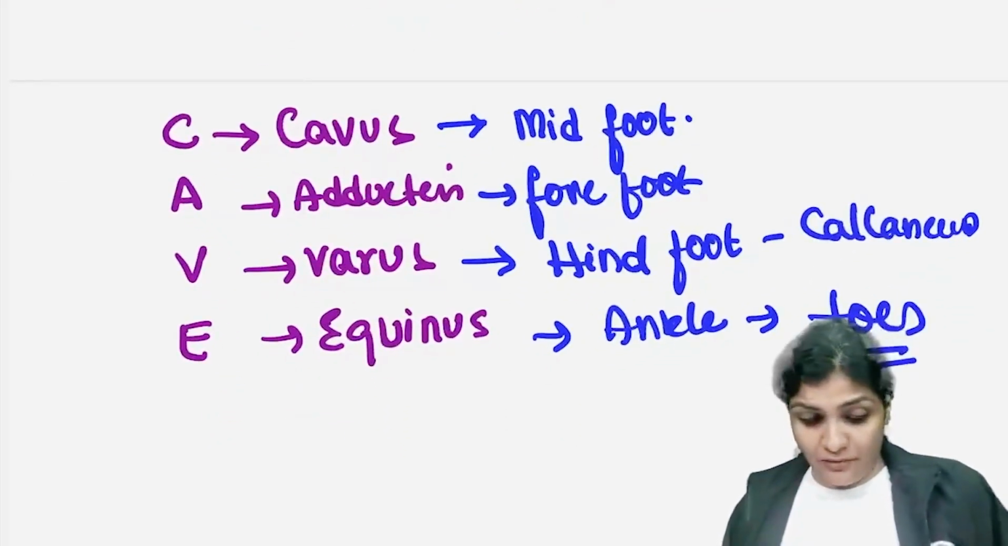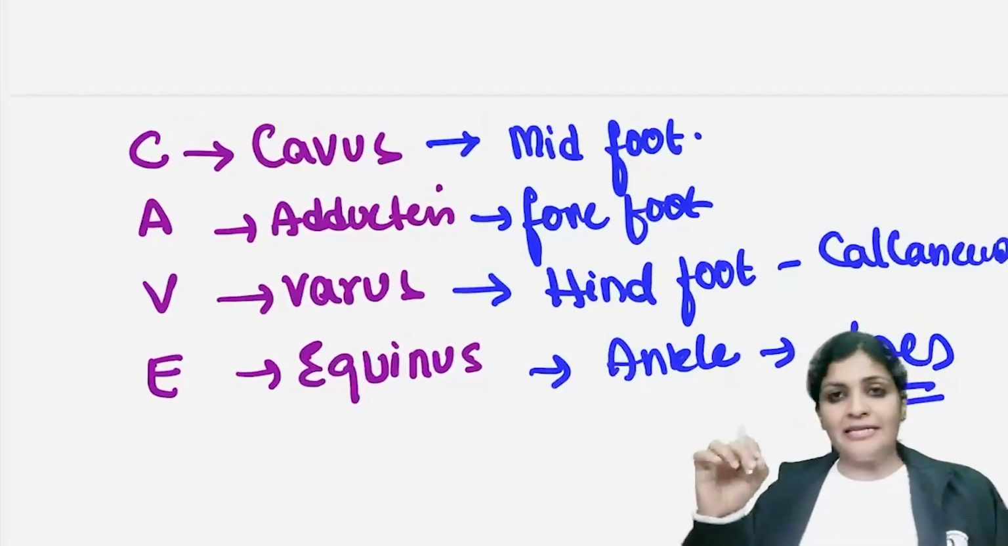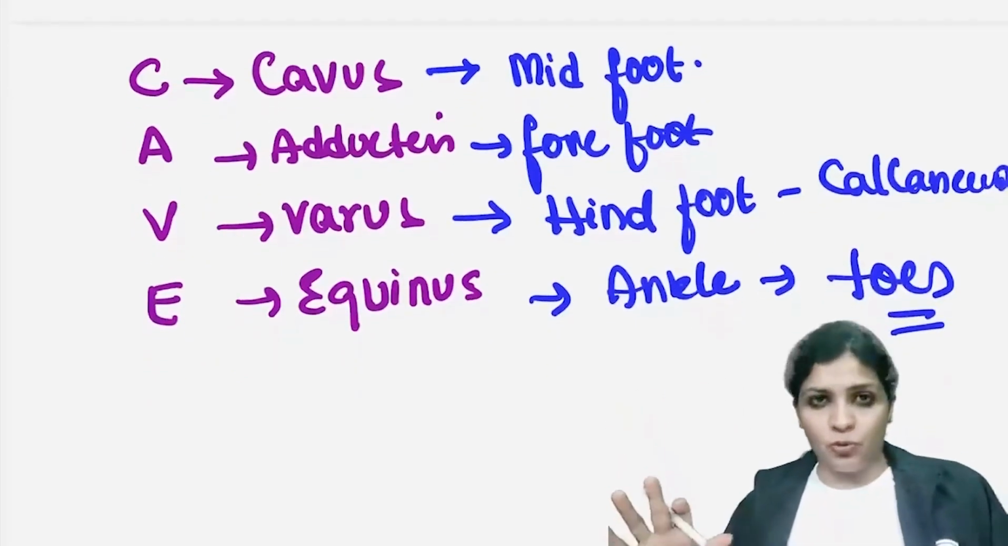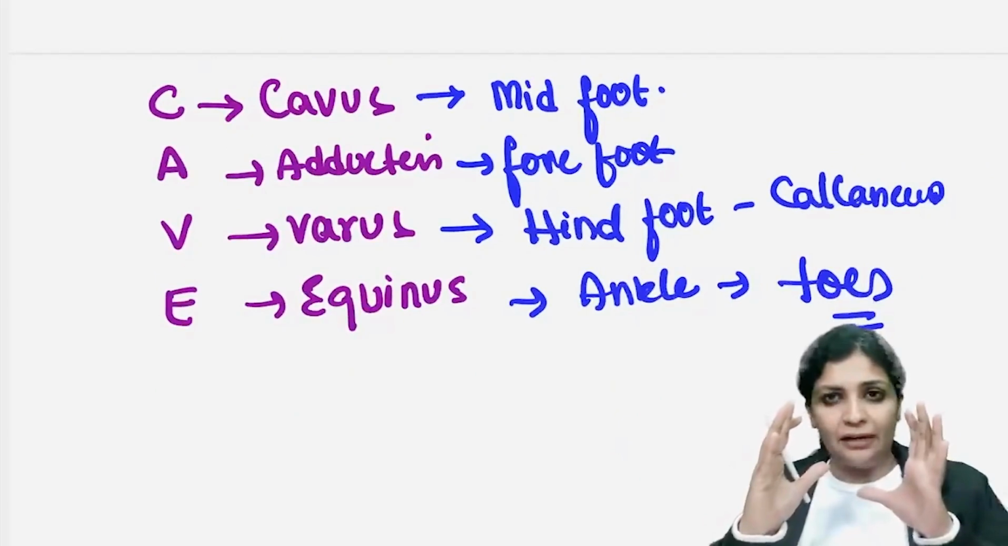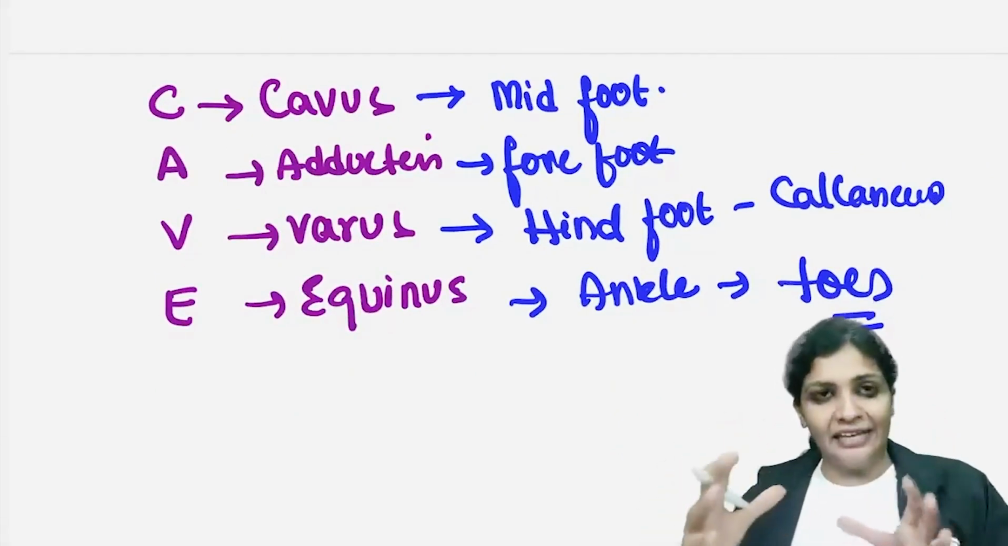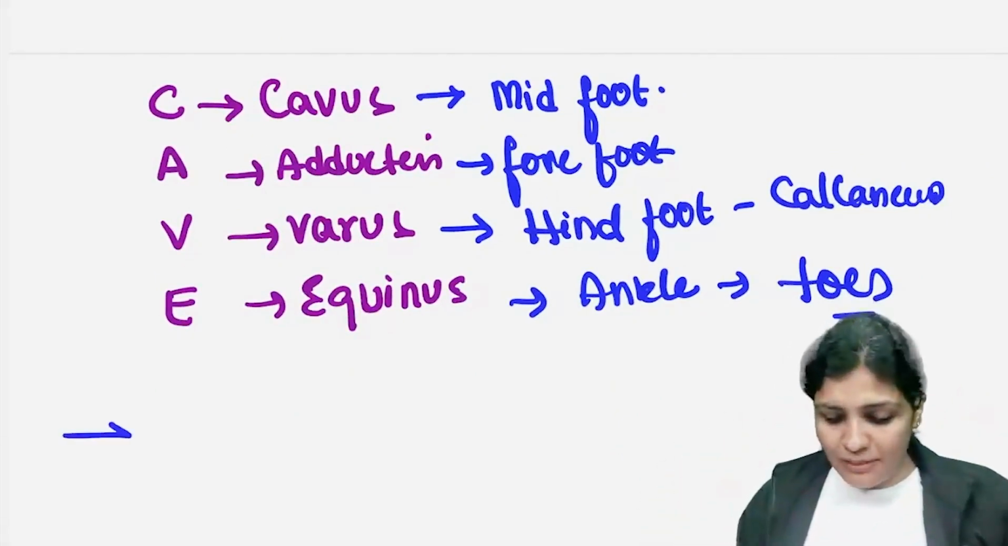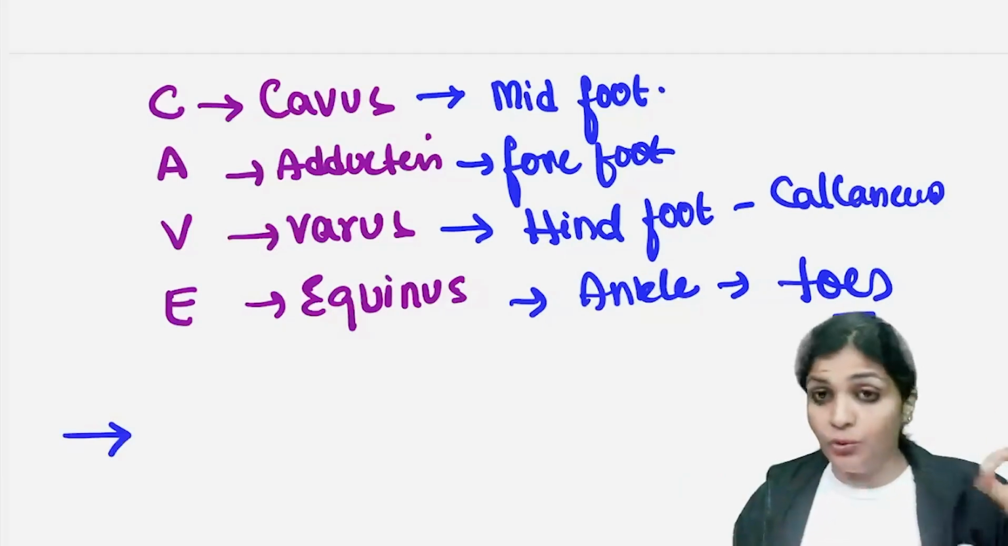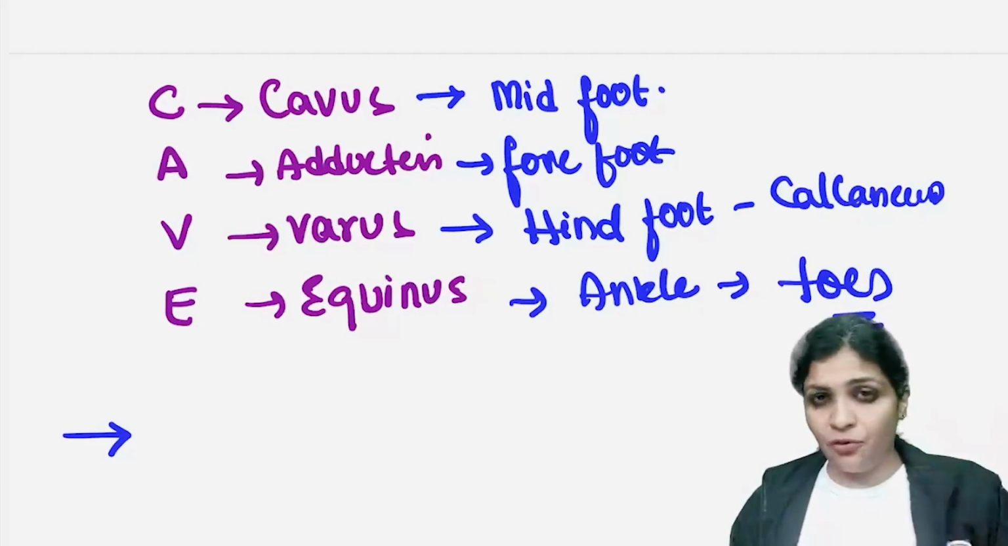So let me complete CTEV. Equinus is the ankle deformity, where you are walking with the help of toes. So these are the various deformities present in the ankle and foot that you have to remember. And what is the important thing you have to remember? How do you correct the deformity? These are all the deformities in midfoot, hindfoot, forefoot and ankle.